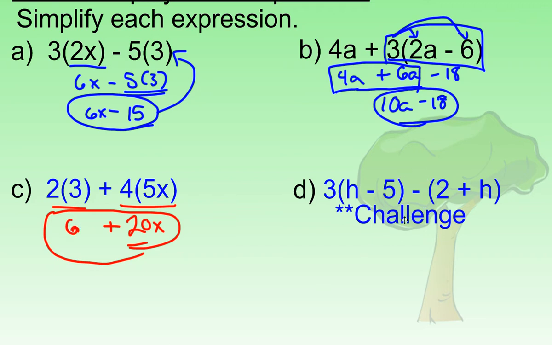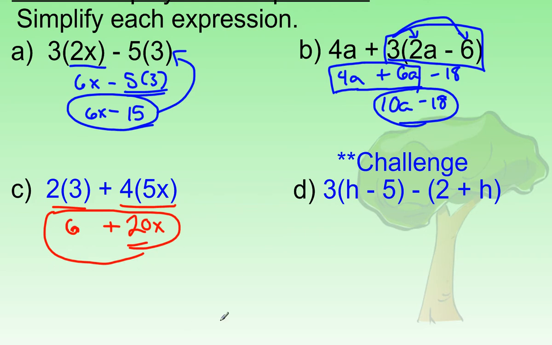Okay, so it's labeled as a challenge. So let's see how challenging this is. 3 times h and 3 times negative 5. We have to distribute to get rid of these parentheses. So this gives me 3h minus 15.